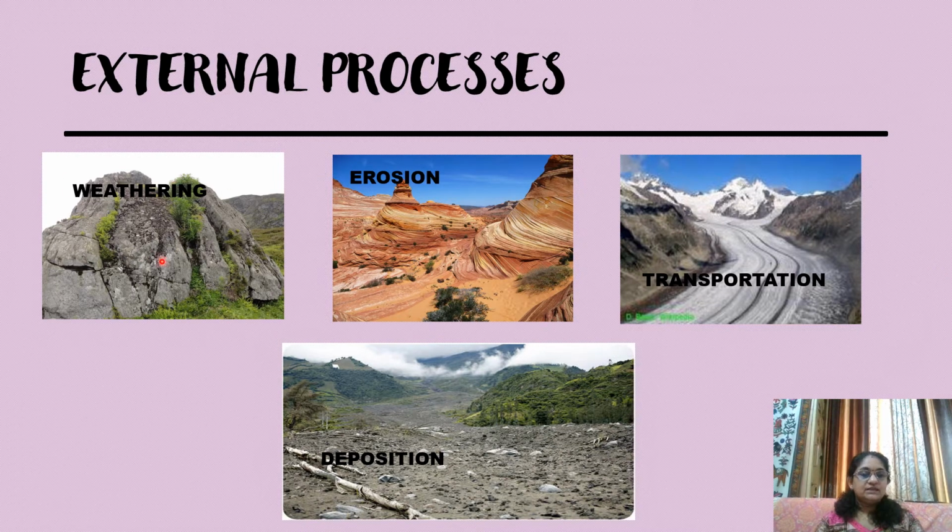Now, what is weathering? That is what we are going to learn in this chapter. Along with weathering, when weathering happens, we have the erosion taking place, then we have the transportation of the eroded material, and these transported materials have to be deposited somewhere. So we have the deposition. So weathering, erosion, transportation, and deposition are the external processes. In this chapter, we'll be having a detailed view about what is weathering.